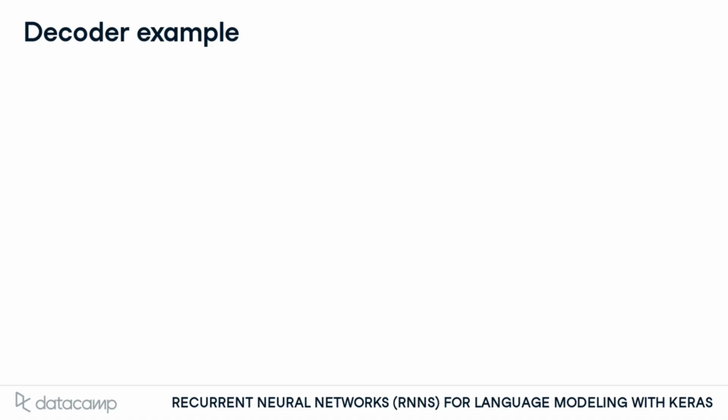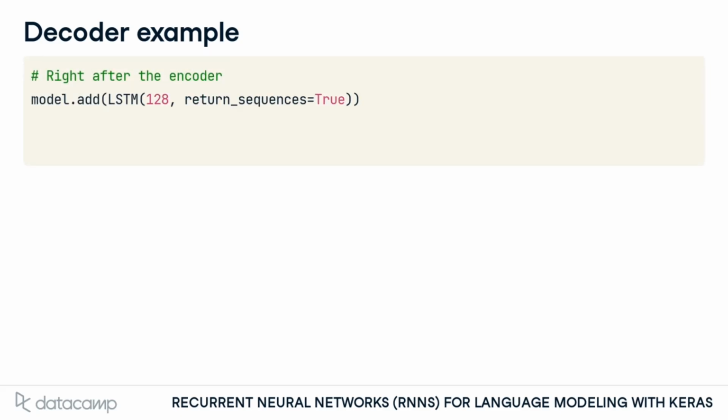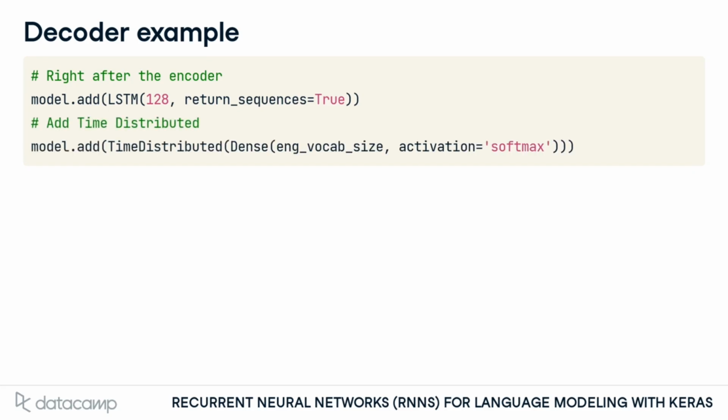Continuing right after the encoder, we add one LSTM layer that will return the sequences. Then we use TimeDistributed together with a Dense layer to add one dense to each unit of the previous layer. This is useful when we are comparing the whole sentence instead of the final result like in classification.